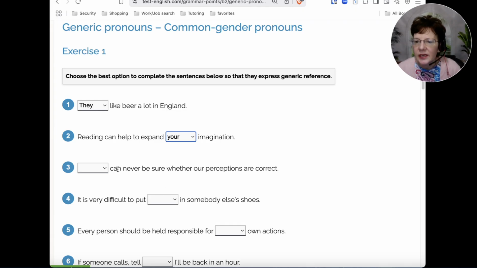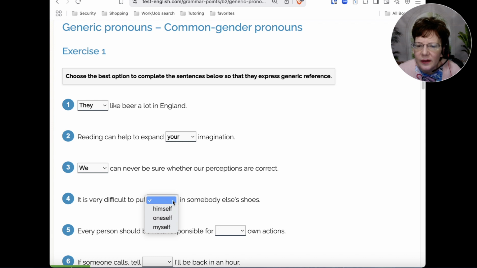Okay, number 3. So we've got they, we, or you can never be sure whether our perceptions are correct. Okay, what refers to our? Which one? Well, we know we'd, of course, use a plural form. So if you chose the second one, we, that would be correct. All right, number 4. It is very difficult to put himself, oneself, or myself in somebody else's shoes.